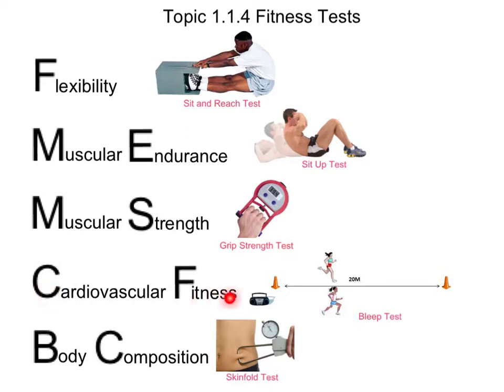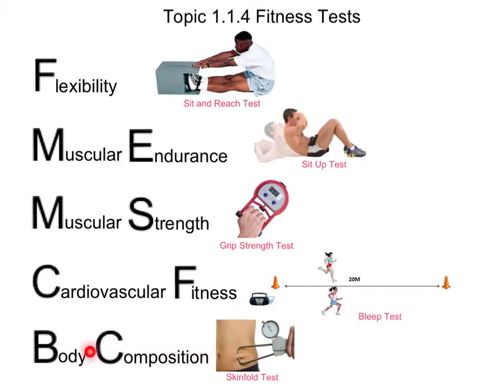The next health-related fitness component is cardiovascular fitness, and the test for this, as you can see, is the bleep test. This is a test performed over 20 meters which you must run continually in time with the beeps. The longer you go, the higher score that you will get. An alternative test for cardiovascular fitness is the Cooper run, which is a 12-minute continuous run and will measure how many meters you cover in this set time.